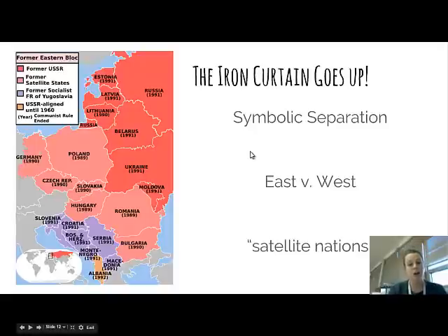So then the Iron Curtain goes up, and I'm sure you've heard this term before from world history. This is the symbolic separation of Soviet-influenced communist countries in Europe and the capitalist democratic influenced countries in Europe. So Europe is aligned, the East is the Soviet Union, whereas the West is aligned with the United States. And these small countries right here are called satellite nations. They're seen as not directly under control of the Soviet Union, but they pretty much are. So you can see here all of the influence that the Soviet Union eventually gained.